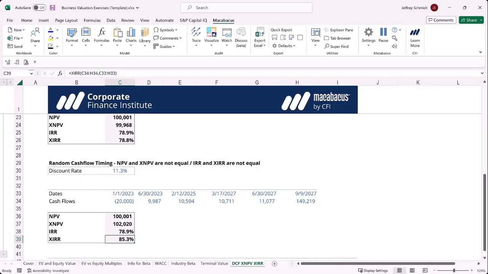Just make sure that if you want to use XNPV and or XIRR, you must have properly formatted dates. In other words, you can't just use a year number like 2023 or 2024. You actually have to use the month, the day, and the year.